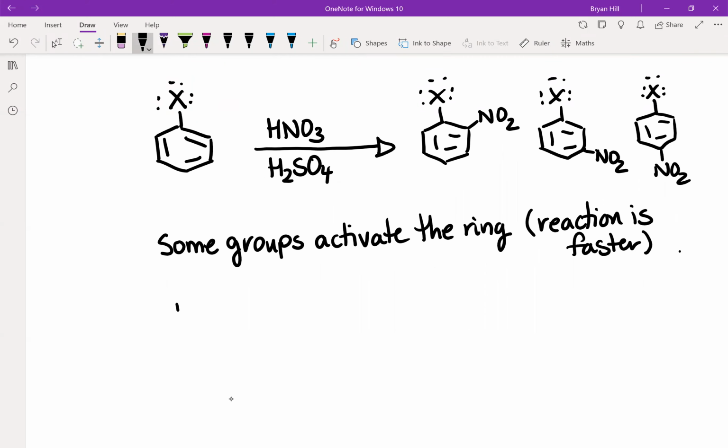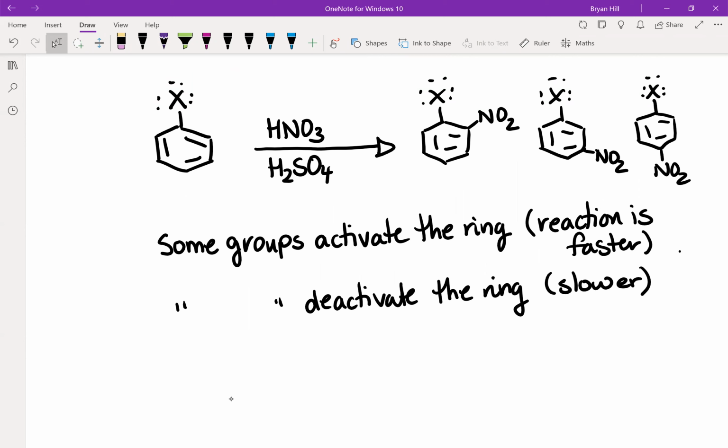And some groups are going to deactivate the ring, and so this is going to be slower. We have already seen an example of this when we talked about the Friedel-Crafts alkylation or acylation reaction. If you've got a strong electron withdrawing group, the reaction fails because the reaction is so slow, it becomes useless.